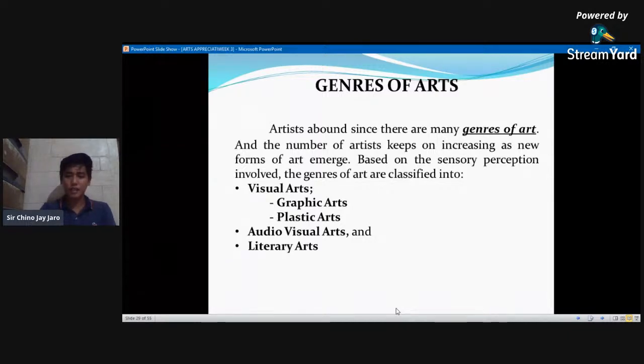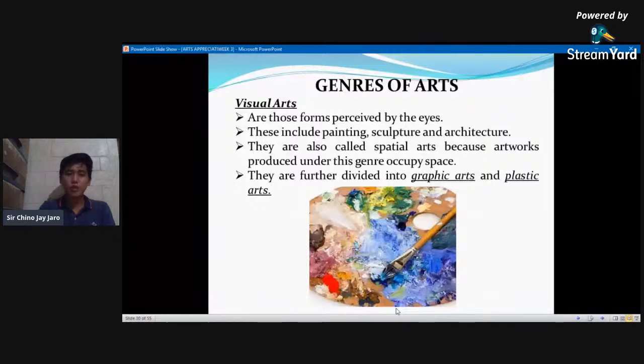Then next, let us proceed to the visual arts. So visual arts are those forms perceived by the eyes. No, nakikita ng ating mata, no, namamangha ang ating mata sa tuwing nakikita natin itong kathang ito. This include painting, sculpture, and architecture. They are also called spatial arts because artworks produced under this genre occupy space. No?